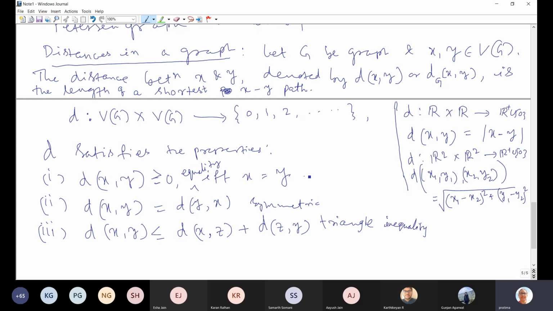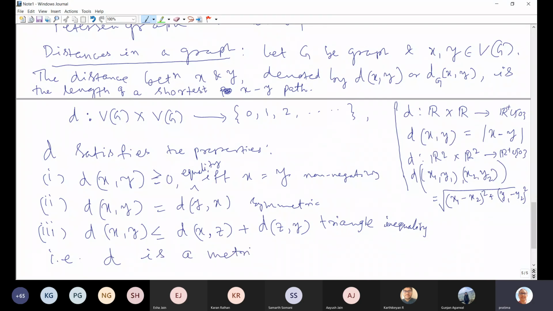Symmetric, non-negativity, and symmetric, triangle inequality. So any mapping that satisfies these three properties will be called a metric. If it satisfies these three properties, then that is called a metric. D is a metric.